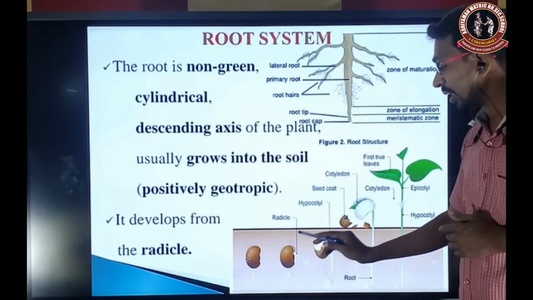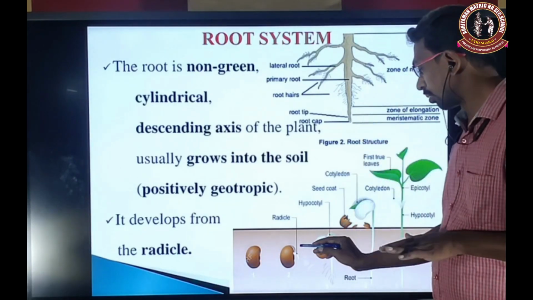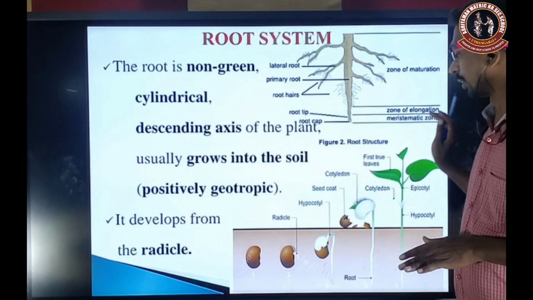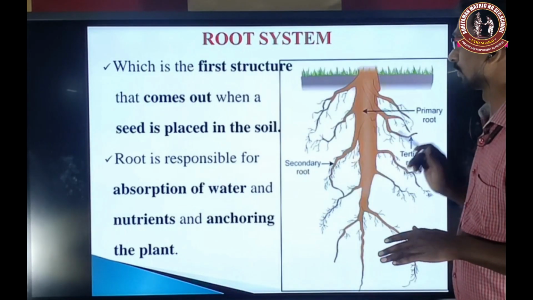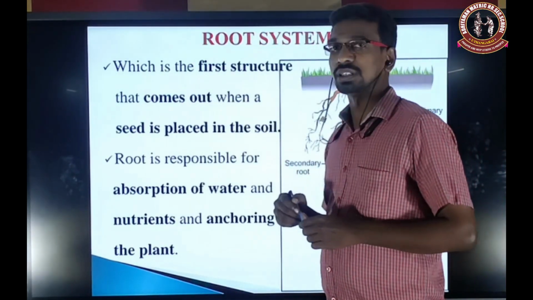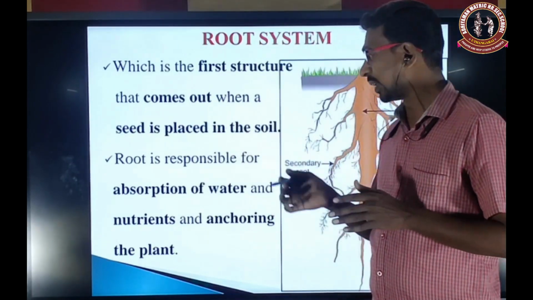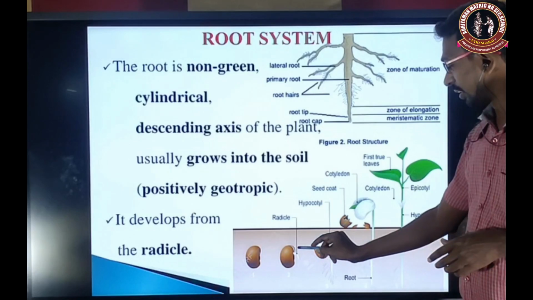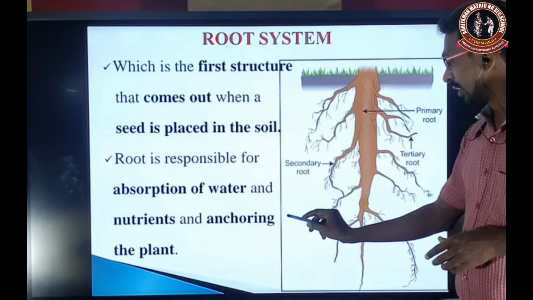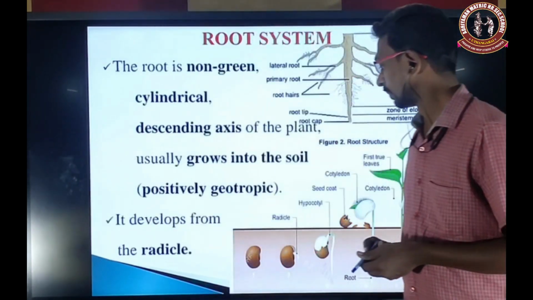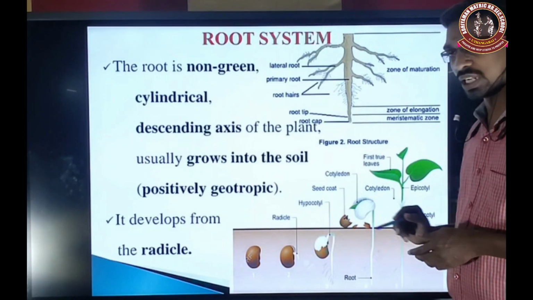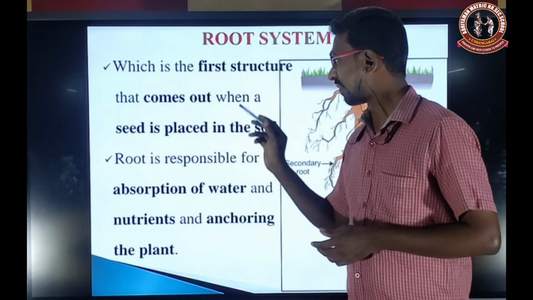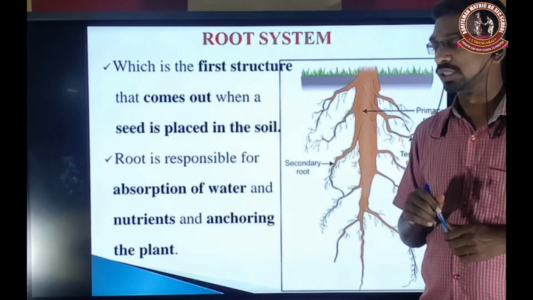Here you can see it. The first part which comes out from the seed is the radicle. So the radicle is the embryonic root. It is the first structure that comes out when the seed is placed in the soil. The white lines indicate the radicle. It is the first structure to come out from the seed.